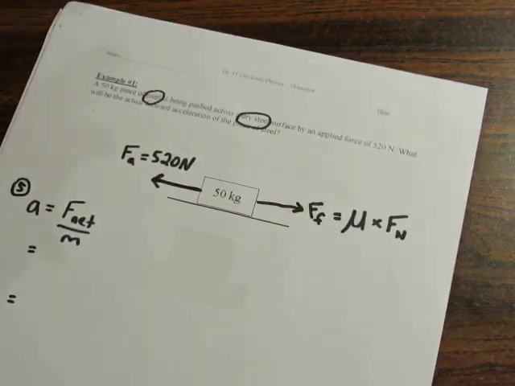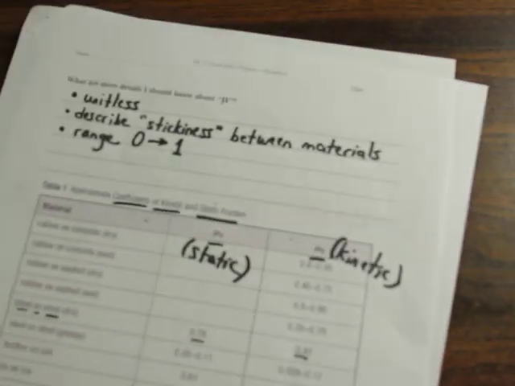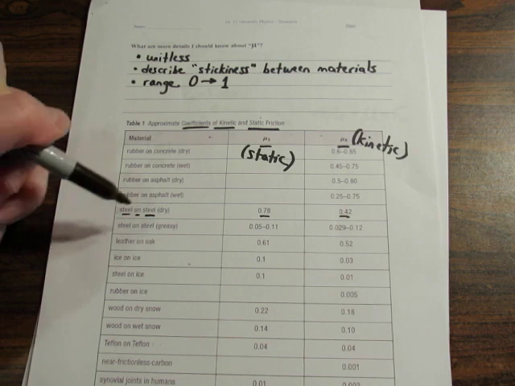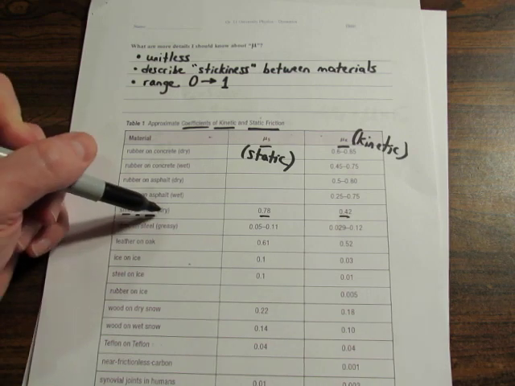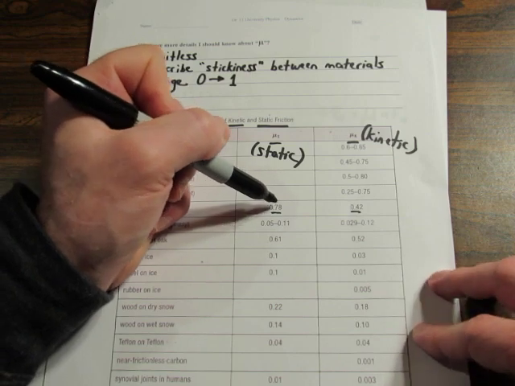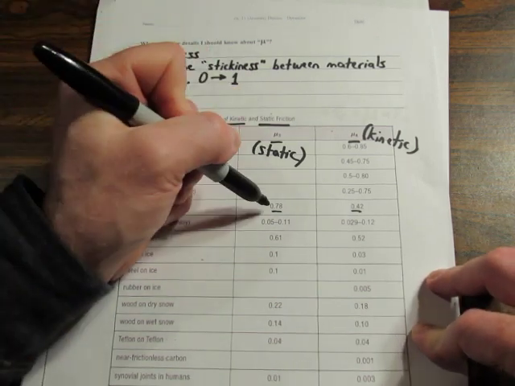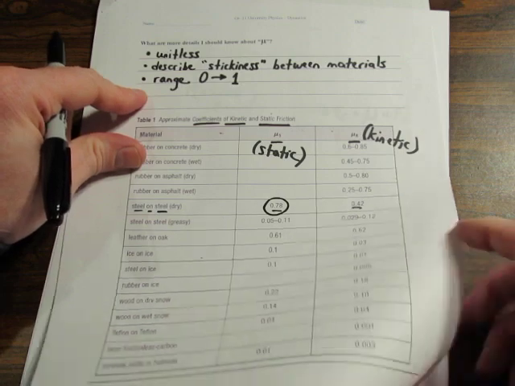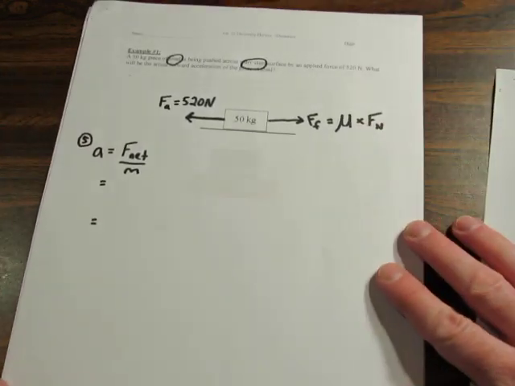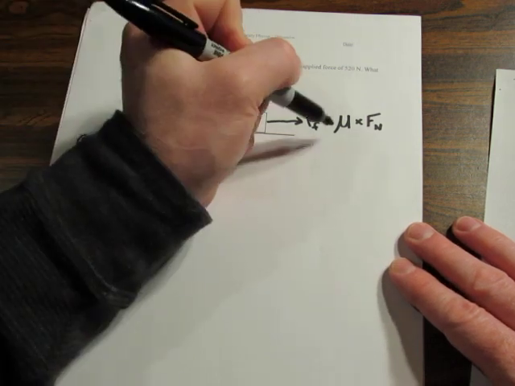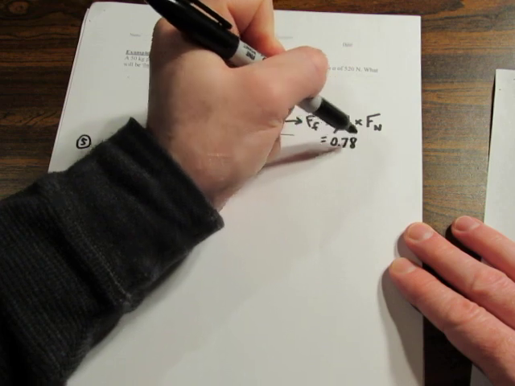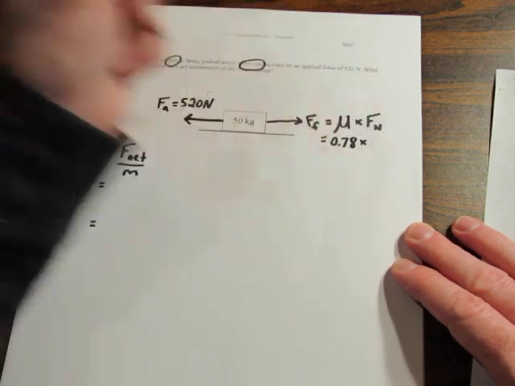The coefficient, you're going to go back to your charts. This is a steel on steel question, and the steel is dry. So if you look on the chart, steel on steel dry has a coefficient of friction of 0.78. Let's use that. 0.78. So we need to multiply by the normal force.